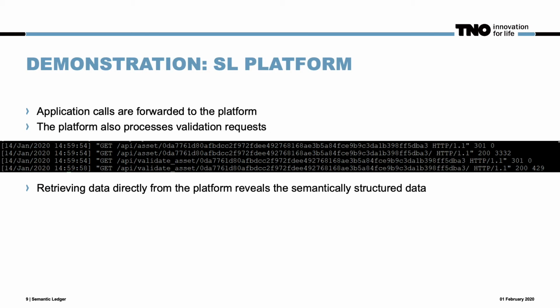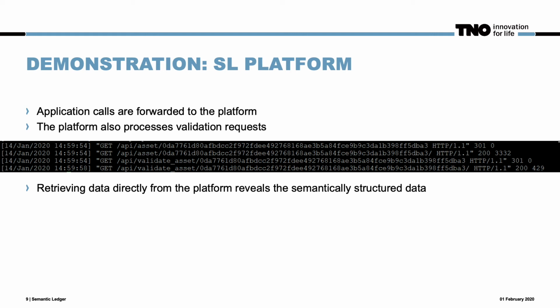So the calls that I sent out previously, especially the GET call, get forwarded to the platform. So here you see a log of calls that were made to the platform. And not only are the first two calls retrieval calls of the publication itself, but there's also a call for a validation of this publication. So whenever you retrieve data from the platform, you can be ensured that it's valid according to the semantic specifications.